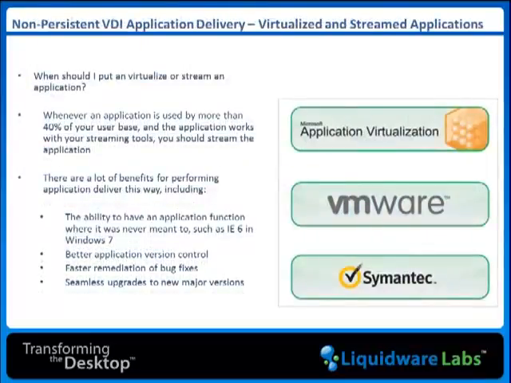The second big piece of this is going to be image virtualized and streamed applications. So the question we get asked again a lot, just like before, is when should we put a virtualized or streamed application out there for our users to use? And the answer is very simple. Whenever an application is used by more than 40% of your user base, and the application works with your streaming tools, you should stream the application. And there's lots of nice benefits to this, including the ability to have an application function where it was never meant to, such as IE6 inside of Windows 7. Lots of the companies that make these tools can make that kind of thing happen. Better application version control, faster remediation of bug fixes, and seamless upgrades to major new versions.